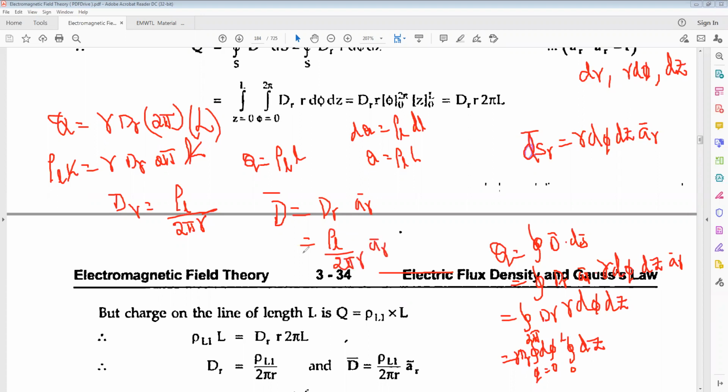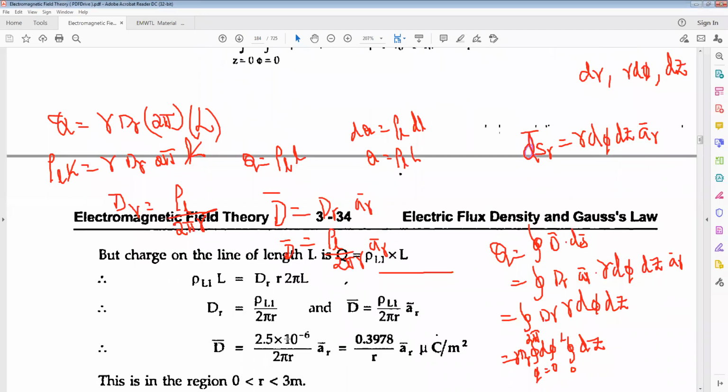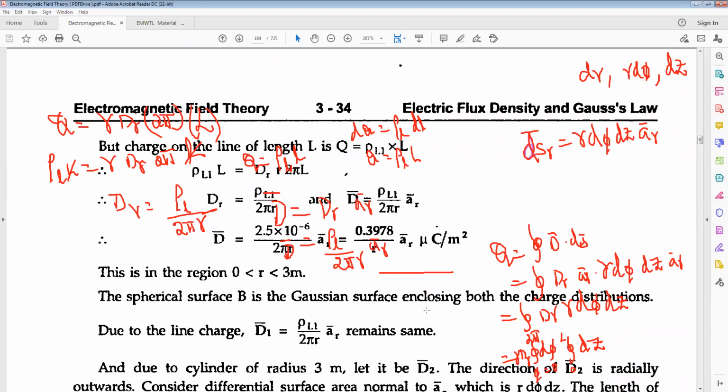So for this infinite line charge, the electric field intensity is rho L by 2 pi epsilon naught r into a r bar, and the electric flux density is rho L by 2 pi r into a r bar. The given rho L is 2.5 × 10⁻⁶, divided by 2 pi r, and here r is in the region between 0 and 3.